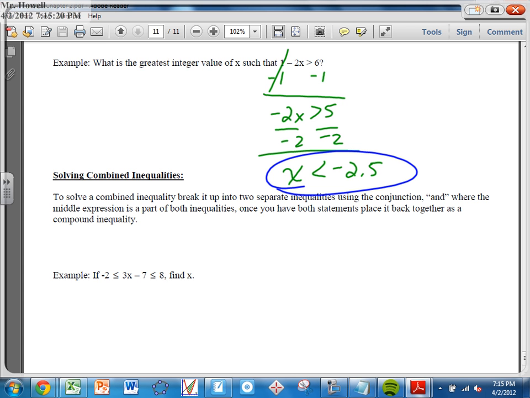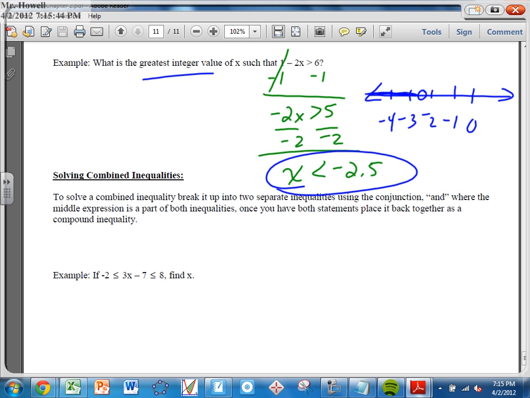So this is where your number line comes into play. So here's 0, here's negative 1, here's negative 2, here's negative 3, here's negative 4. Well, negative 2.5 is here, and everything less than that is over here. And this problem says, what is the greatest integer? Greatest. And you've got to remember that in math, greatest means the number furthest to the right.